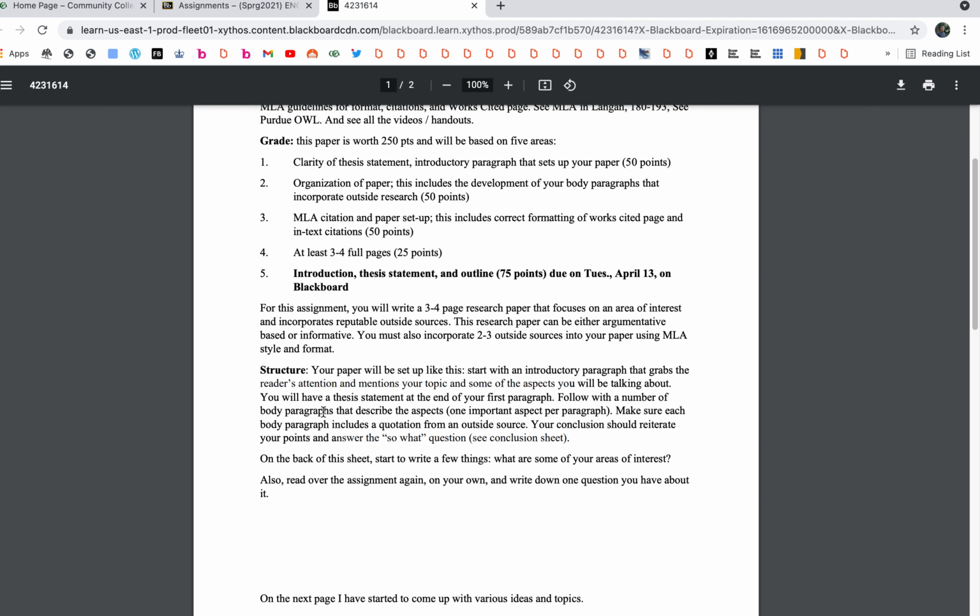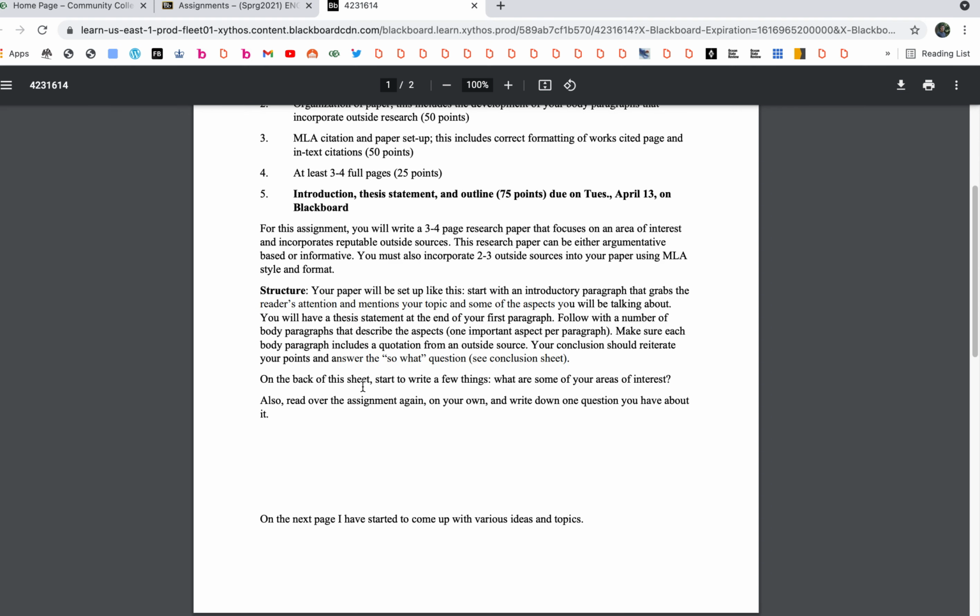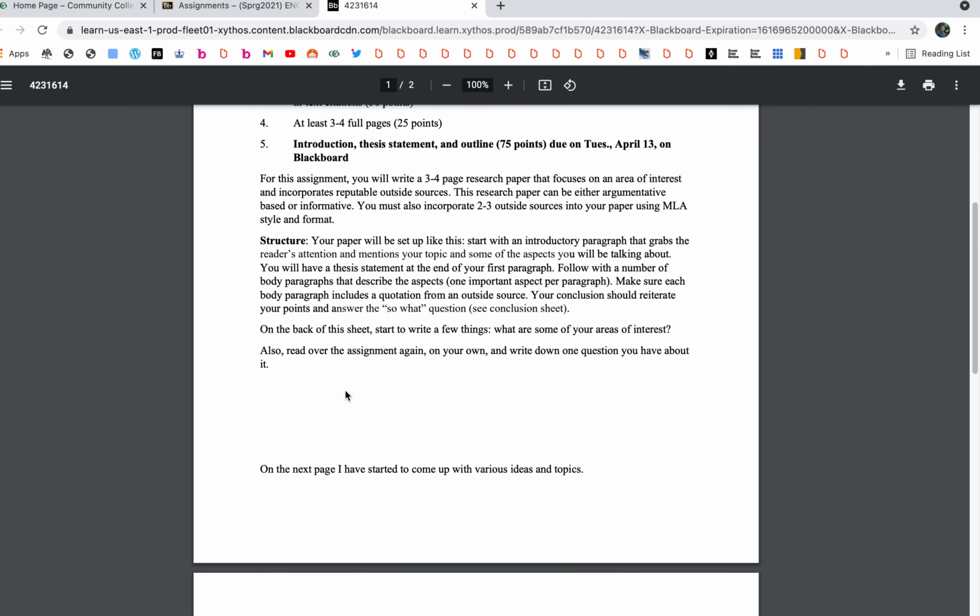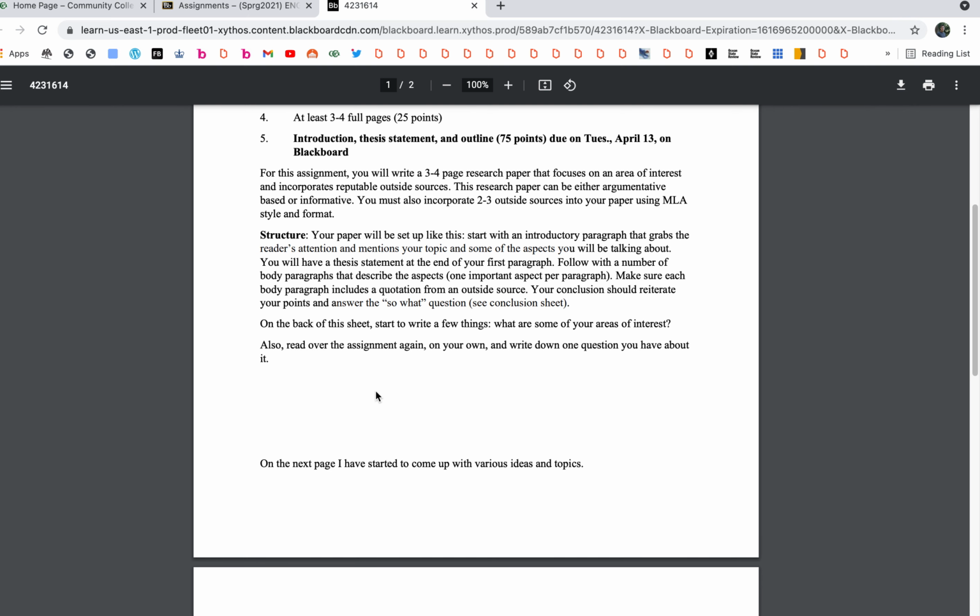On the flip side, if I'm like write about anything, it's too overwhelming, right? It's like there's so much to choose from. It's too overwhelming. There's too many choices. So what I did is I started to just brainstorm on my own, and I want you to replicate this act of brainstorming. So as I say here, on the next page, I started to come up with various ideas and topics. These were just a few things off the top of my head.